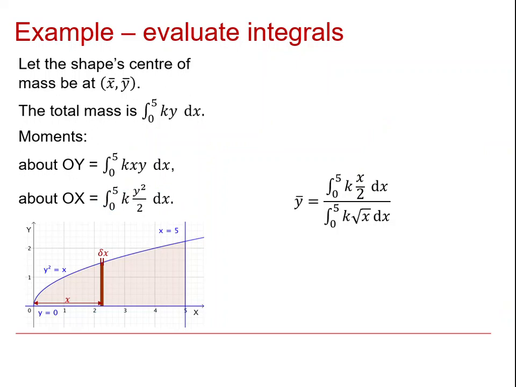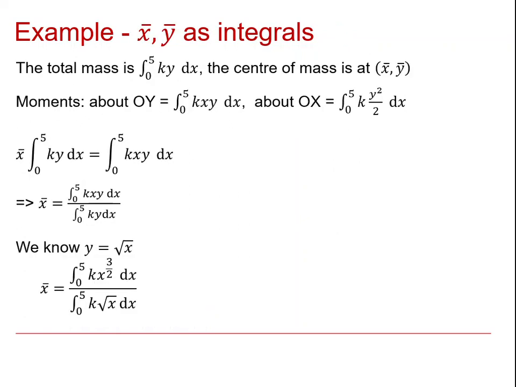So that restates what I've just said. Y bar, you want the moments about the x-axis, which was the k times x over 2 integral dx, and the k root x dx for the total mass. So if we work that through, and similarly the x bar term will appear similarly. That's the other integral in the numerator. It takes a bit of space to do it, so we'll do it separately, each of the two cases.